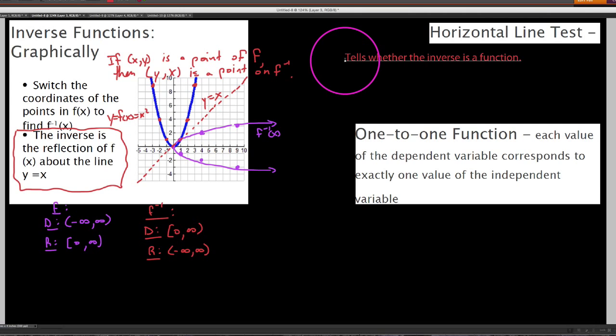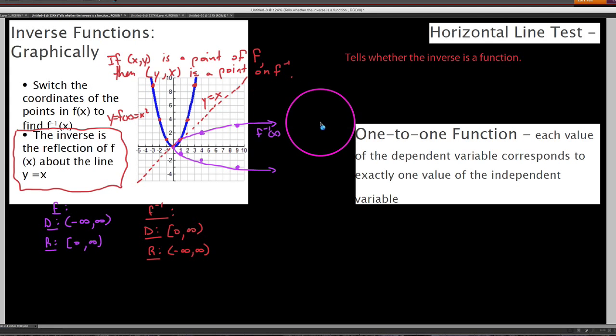Okay, so let's remember something here. When we want to find out whether something is a function or not, usually what we do is use this thing called a vertical line test. The vertical line test is just checking to see if each value of the dependent variable, or the y variable, corresponds to only one value of the independent variable, or the x variable. So basically, every x value is going to go to one and only one y value.